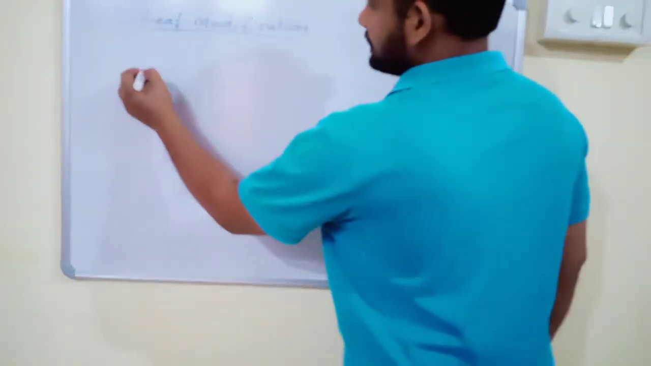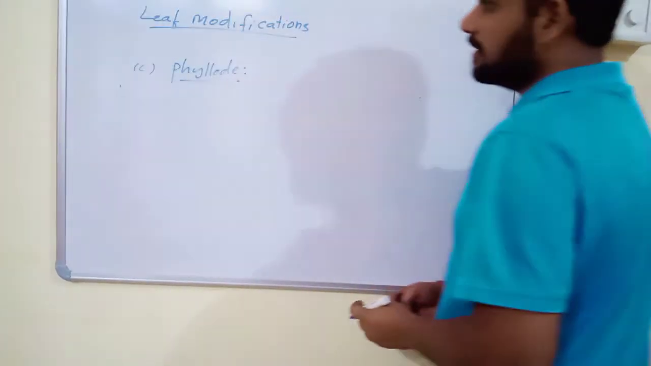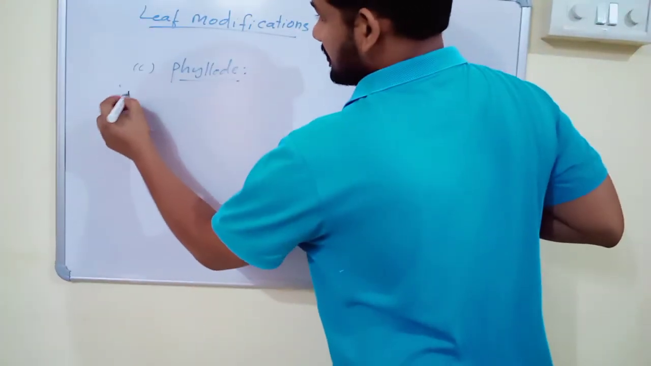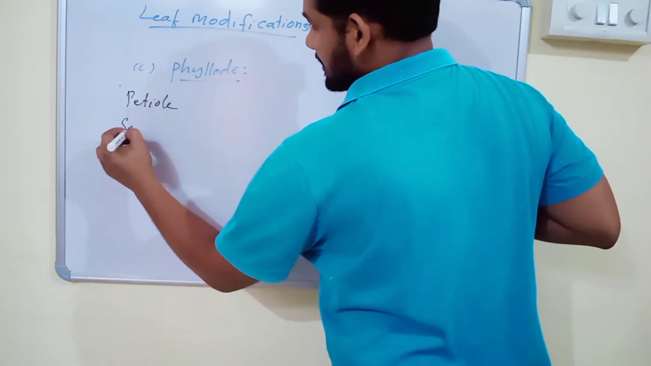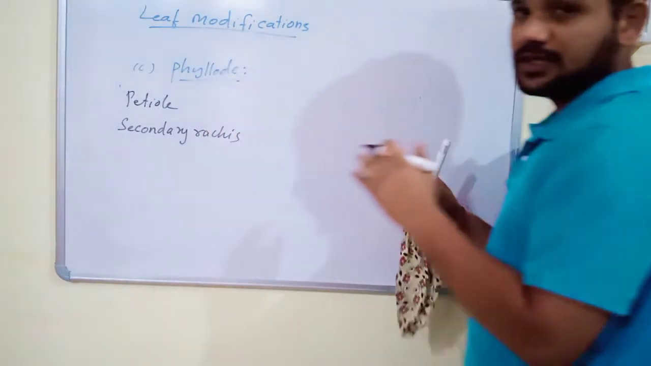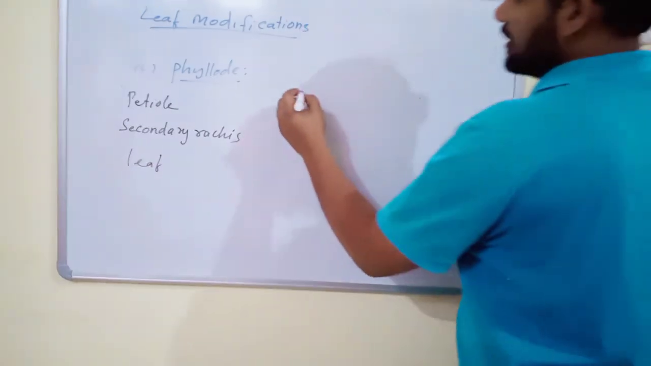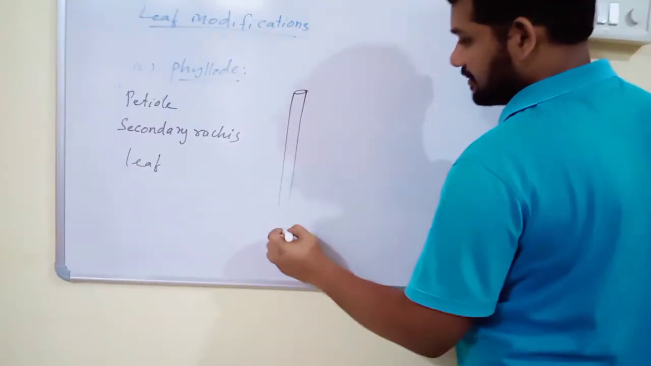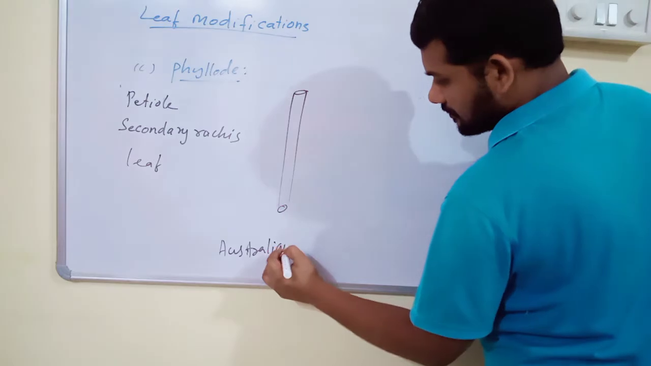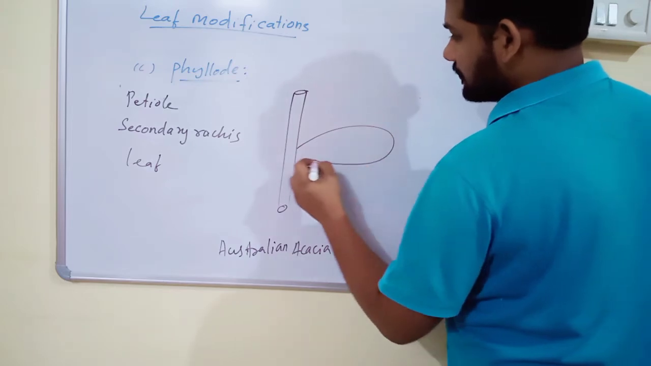The next modification is phyllodes. What are phyllodes? Petiole or secondary rachis. In some plants, the petiole or secondary rachis is modified into a green leaf-like structure which performs photosynthesis, and is called phyllodes. In plants like Australian acacia, this plant has a bipinnate compound leaf.